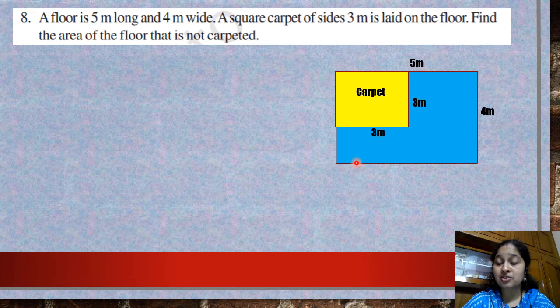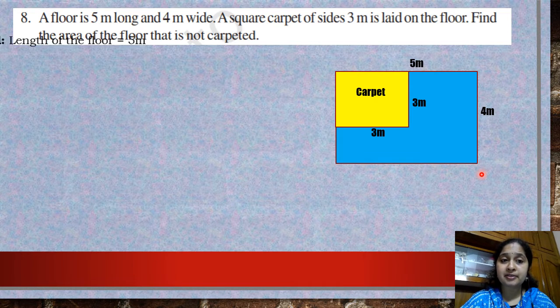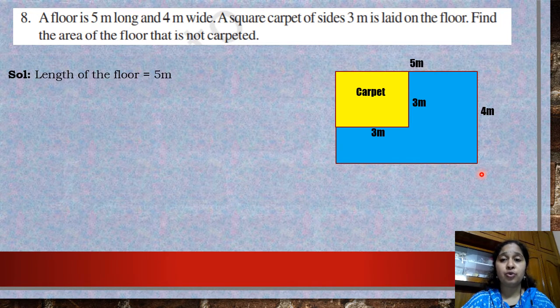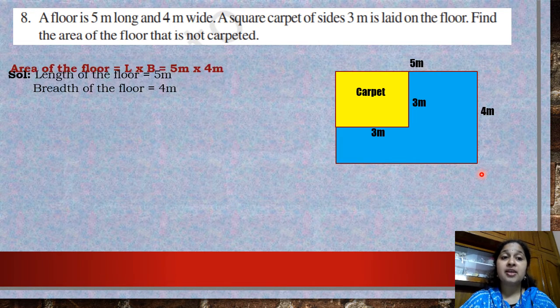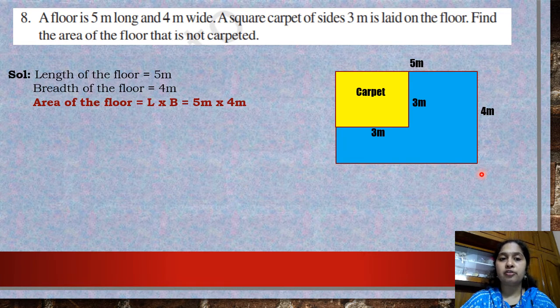I hope it's clear, children. Let's solve it now. What is the first statement? Length of the floor is 5 meters. Then breadth of the floor is 4 meters. Then we have to find the area of the floor. So area of the floor is in the rectangular shape. So length into breadth, which is 5 meters into 4 meters. That's nothing but 20 square meters.